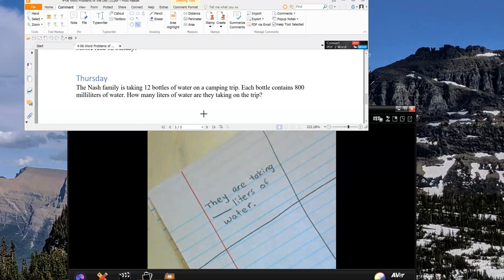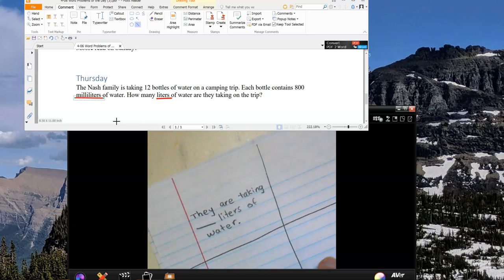One thing I want to make sure I pay attention to is the fact that it looks like we have the word liters here for the unit of measurement for our answer sentence, but then they talk about the bottles being in milliliters. So I'm going to have to pay close attention to that when I'm actually solving this word problem because there's going to be some conversion going on, and I want to be mindful of that while I work this problem out.